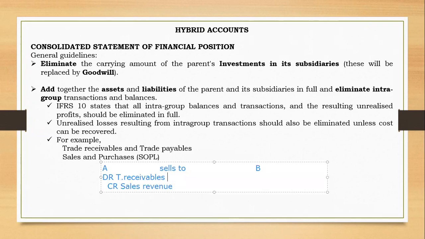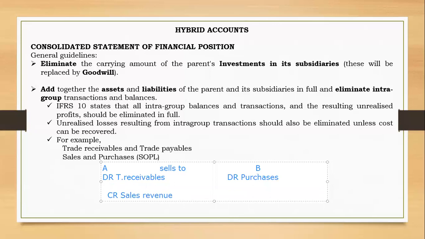And for entity B, what do we usually do? Entity B has purchased goods from entity A. So entity B says purchases, right? And then after purchasing, entity B has to pay something here. So we say credit trade payables, right? Trade payables. That means entity B has to pay something to entity A.